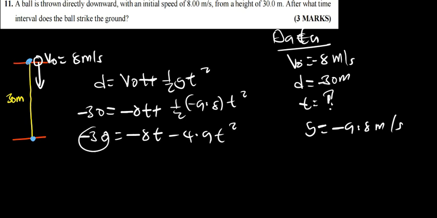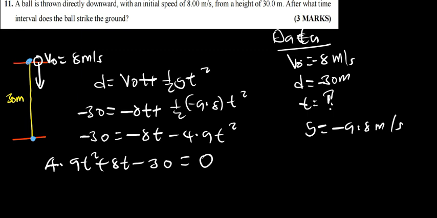Shift this guy to go to the other side. So you choose this: either you shift these guys to go to the other side, or you shift this to go to the other side. It's the same thing. So meaning if I shift these to go to the other side, it's going to be 4.9 t squared plus 8 t, not t squared, plus or minus 30. Then here I've remained with equal to 0.